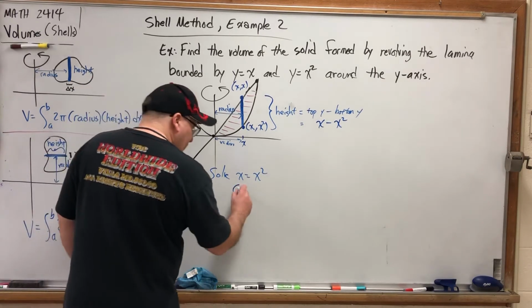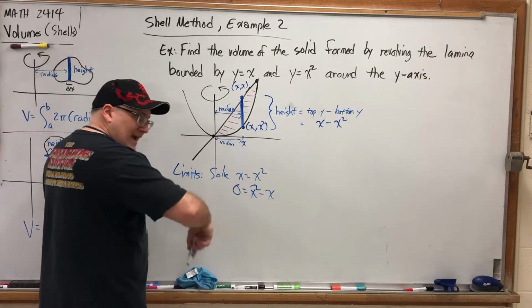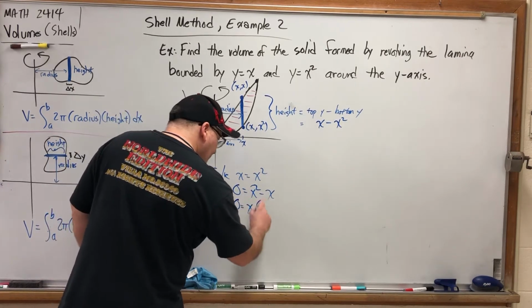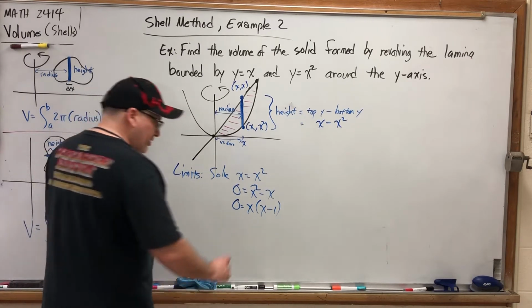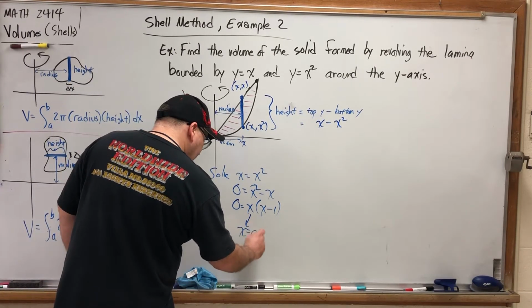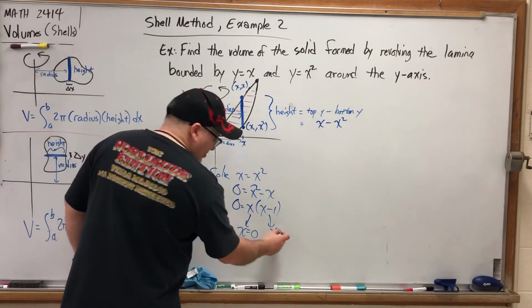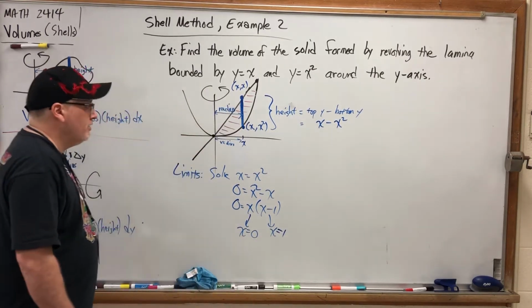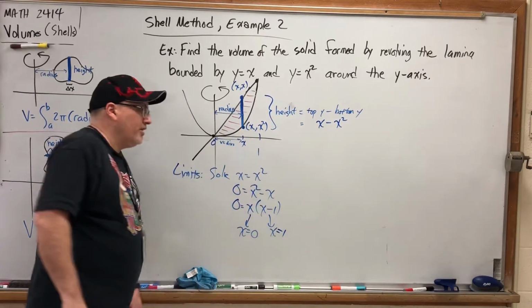Well, if we subtract x from both sides so that we can get the equation equal to 0, and then factor out an x to leave x times x minus 1, then we can put each factor equal to 0. x is equal to 0, and if I put x minus 1 equal to 0, that's going to solve to give x equals 1. So now I know my limits of integration. We're going to integrate from 0 to 1.